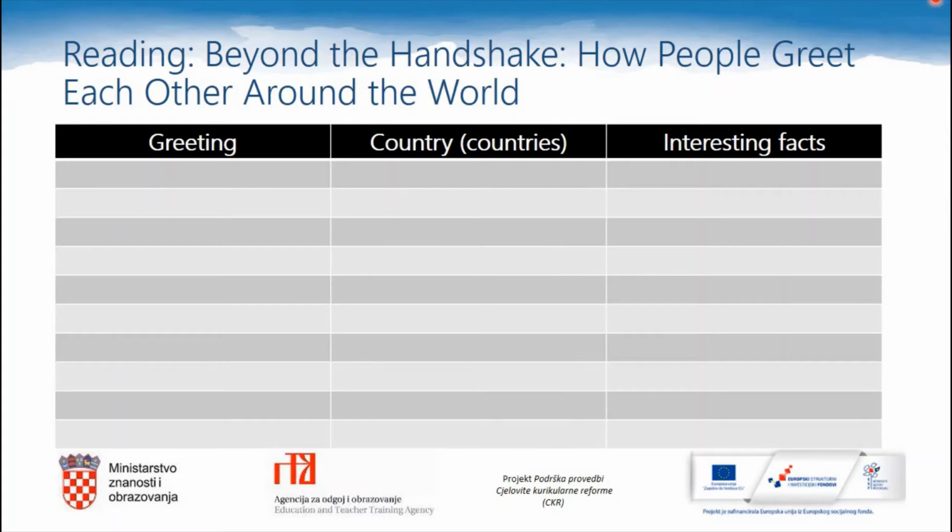We will read an article on how people greet each other around the world. I will kindly ask you to copy this chart in your notebooks and fill it in while reading the article. You need to write the greeting, the country the greeting comes from, or maybe countries, and some interesting facts about the greeting. This last part can be different depending on what you find interesting and what I find interesting. So maybe you and your classmates won't have the same interesting facts about the same greeting.